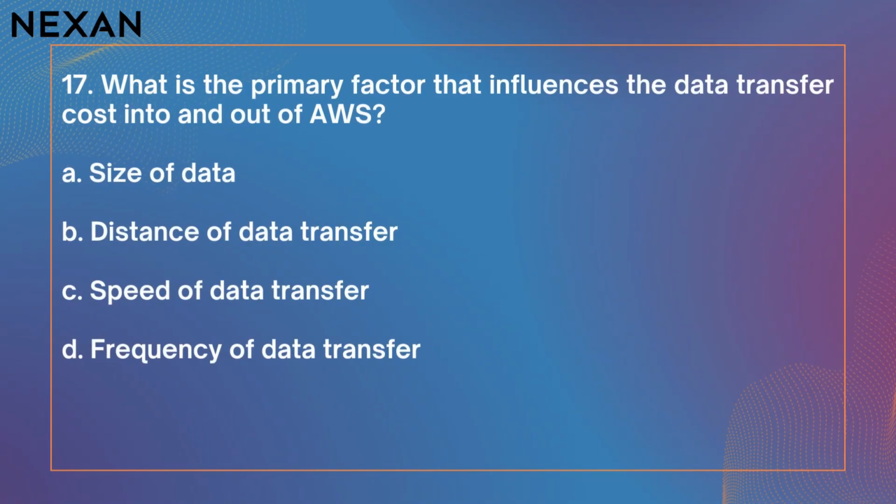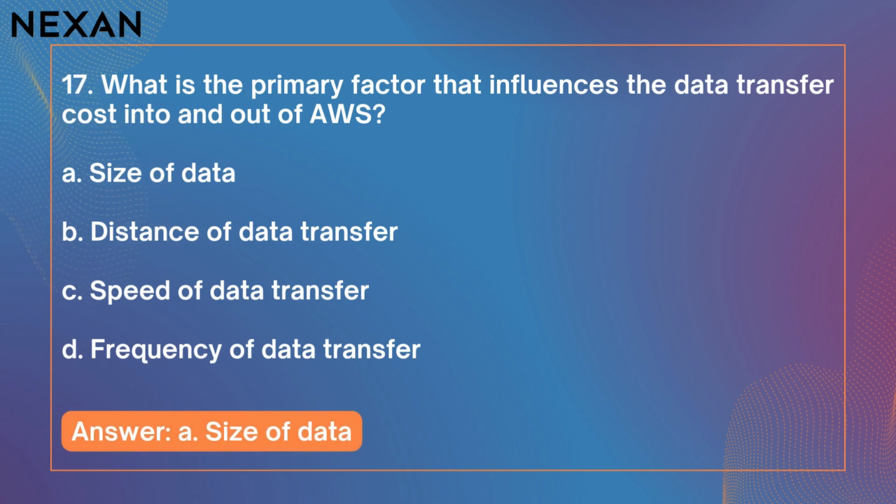17. What is the primary factor that influences the data transfer cost into and out of AWS? A. Size of data. B. Distance of data transfer. C. Speed of data transfer. D. Frequency of data transfer. Answer: A. Size of data.